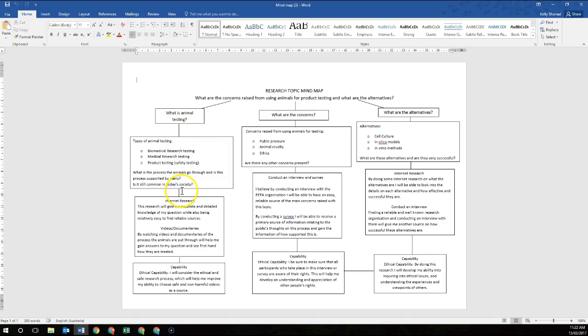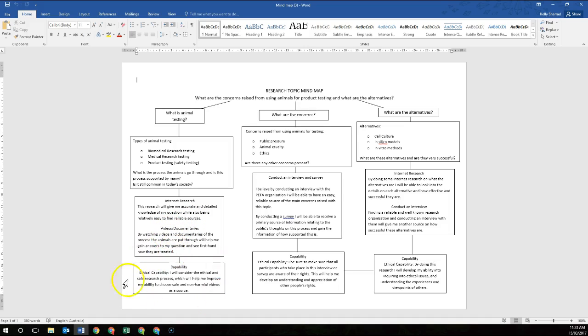Now, under that breakdown of the first sub-question, this person has then put in another box looking at the specific research processes that they plan on using to help find an answer to this sub-question. So they've decided that they're going to use internet research as well as videos and documentaries. They've then gone in to explain why they need to use internet research and how it might help them to find information. The same with their videos and documentaries as well.